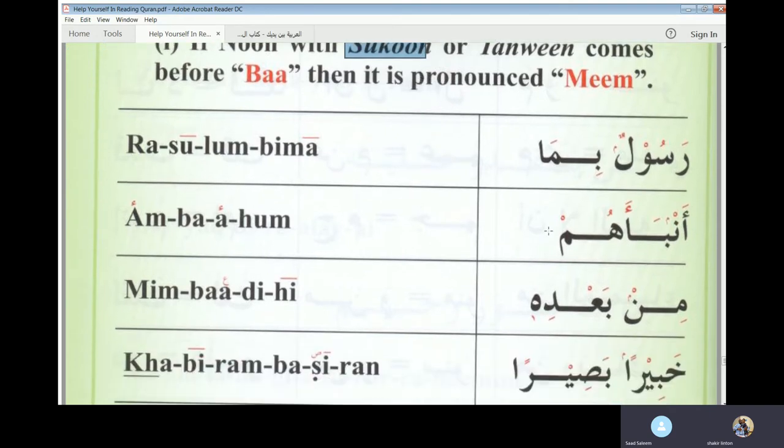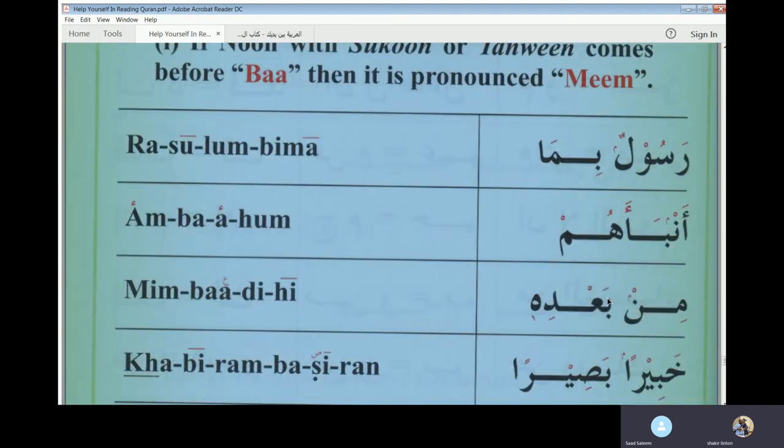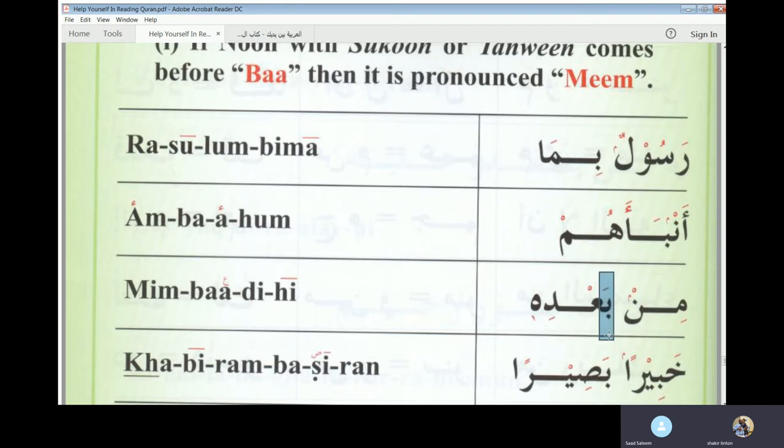Let me show you an example. Look at the word here. Here you have a sukun, and after sukun you have a ba. Then you will change the sukun into meme. Okay? Why? Because we have a ba after sukun. Could you give me an example by saying it? Mim ba dihi. Here I will pronounce mim, M I M, mim ba dihi. So it's not min, it will be mim ba dihi.